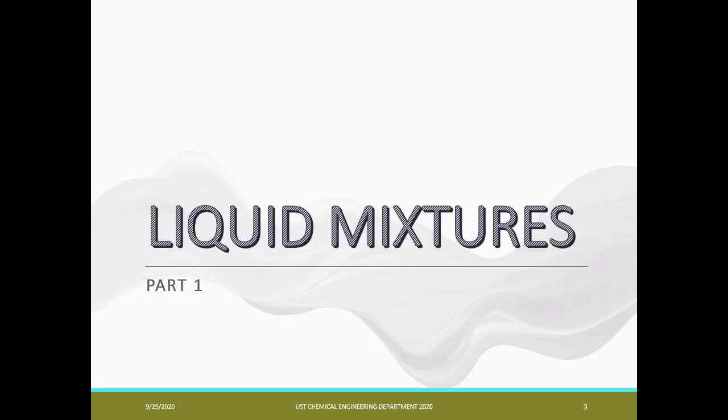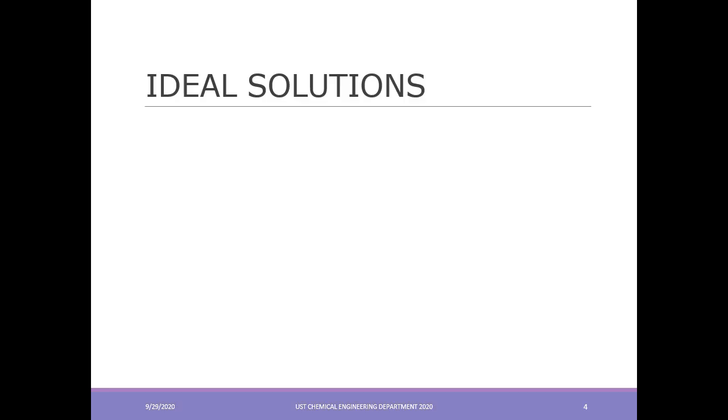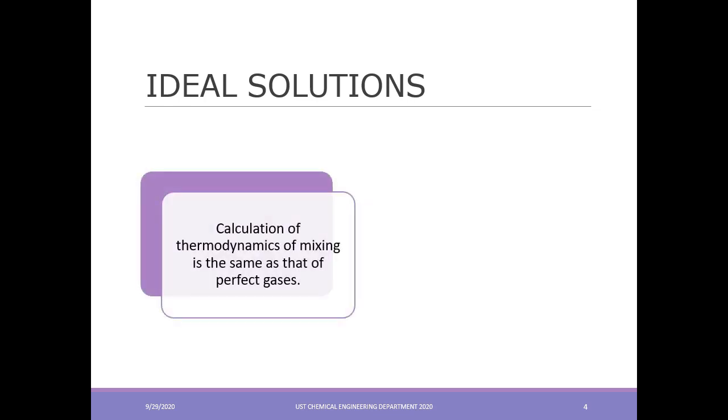In the first part of this lecture, we will talk about how the thermodynamic properties differ with the type of liquid mixtures. First, ideal solutions. We have briefly mentioned ideal solutions in some of our examples in the previous lecture, and recall that it is assumed that the equations we got for perfect gases are also applicable to ideal solutions. In fact, calculation of thermodynamics of mixing for ideal solutions is the same as that of perfect gases. However, this does not mean that particles in ideal solutions behave the same way as perfect gases.